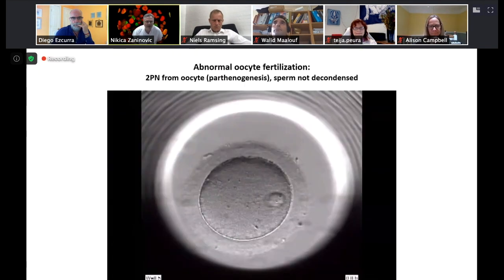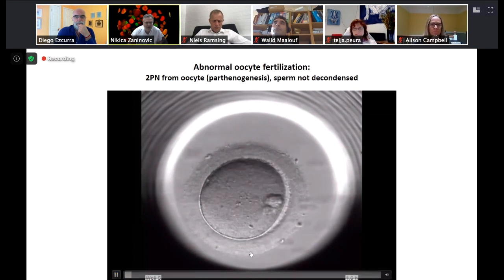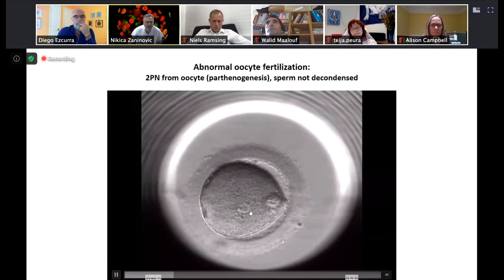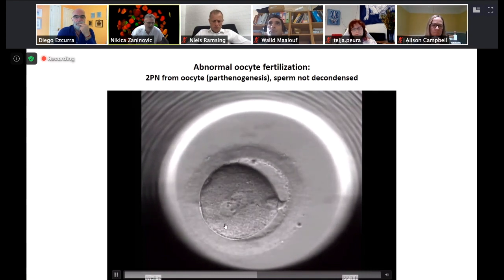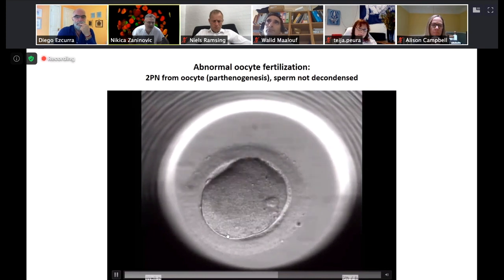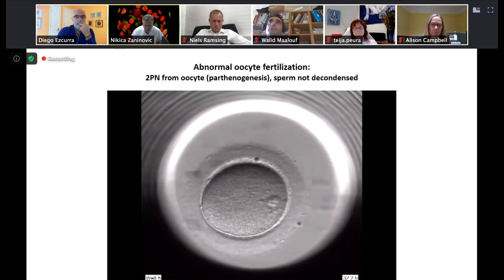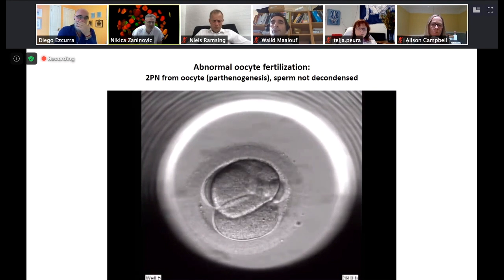So not only can we look at the timings and everything else, but there are other things that we can see with time-lapse. This is an example of a fertilization that doesn't occur normally. This is a sperm head, and there is a formation of 2PN, but it came from the second polar body. So there is a sperm head still here near the pronucleus. This is actually an example of what parthenogenetic activation looks like. So we can observe even these instances when we think that normal fertilization occurred.